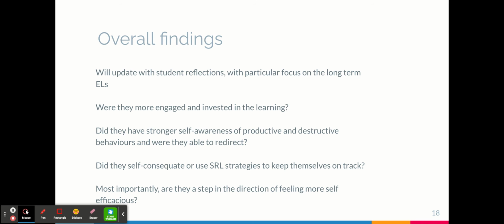So were they more engaged and invested in learning? Did they have a stronger self-awareness of productive and destructive behaviors, and were they able to redirect? Did they use some strategies like self-consequating to keep themselves on track? And what could they do if they didn't? More importantly, are they a step further in the direction of feeling more self-efficacious? So hopefully by the fall, I have real positive findings suggesting that this process empowers students to have greater self-efficacy.